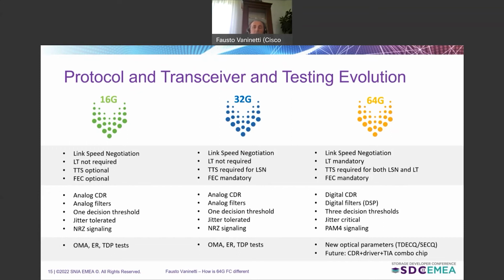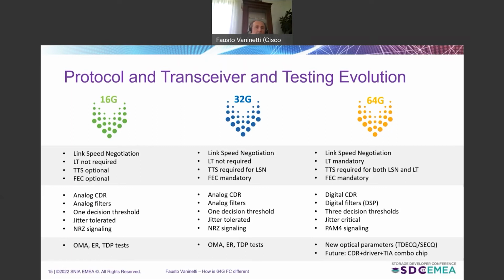We need to move to digital clock data recovery and digital filters, digital signal processors. Now we need 3 decision thresholds rather than a single one. Jitter has become much more critical, and we are using PAM4 signaling. From the optical point of view, new parameters have been introduced for 64 gig fiber channel.